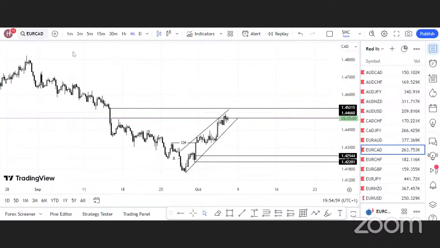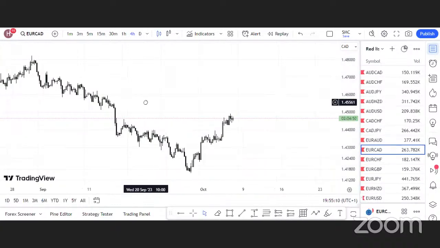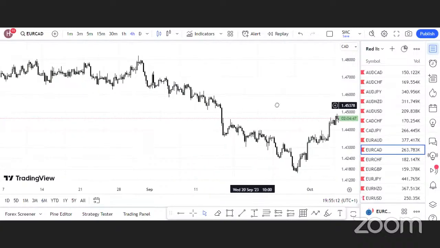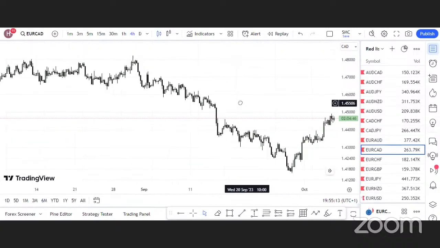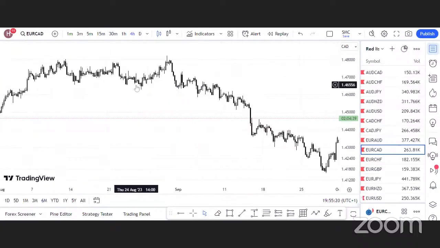So Euro CAD here. Now let's make a fresh analysis on Euro USD before we call it a day. Euro CAD has been on a downtrend since this area, since this happened. The market has been going to the downside.